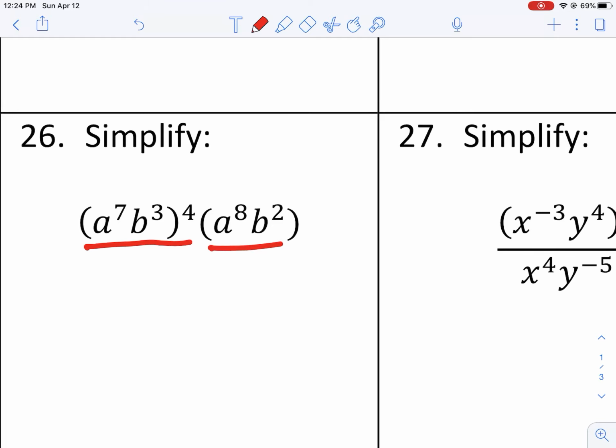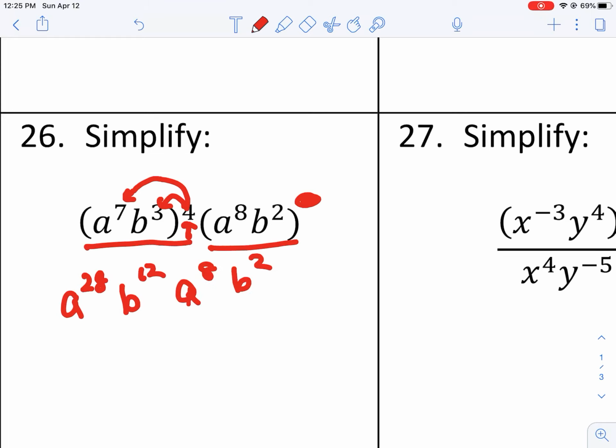Then they're going to put it all together, like in number 26. You look at this first, and then you look at this second. The first part is raised to the 4th power, so this gets multiplied there, and this gets multiplied there. So a to the 7th, 7 times 4 is a to the 28th. B to the 3rd, raised to the 4th, 3 times 4 is b to the 12th. There's no exponent here, so these just stay the same: a to the 8th and b to the 2nd.